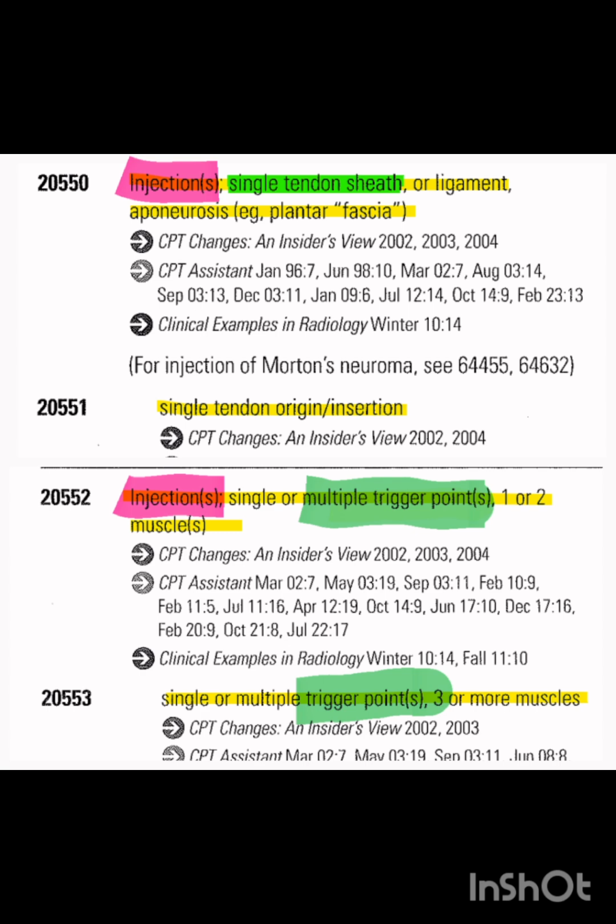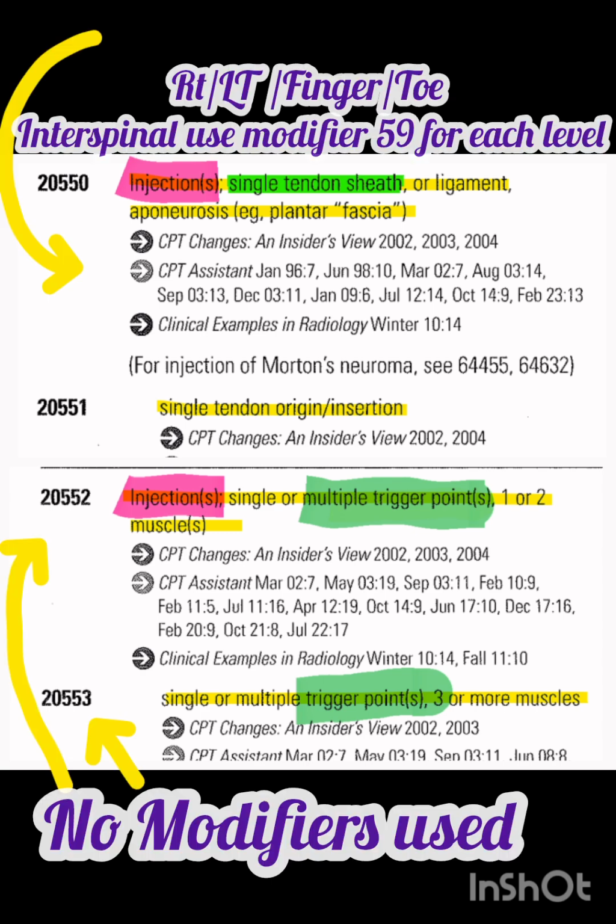So now, which one are we going to select for our trigger finger injection? I have already taught you that trigger finger is a condition of the tendon sheath. So of course we will go with CPT 20550, which is injection, single tendon sheath. The next one is also on a single tendon, but it is on the tendon, not the sheath. It is on the tendon's origin and tendon's insertion. On the other hand, trigger finger is on the tendon sheath. That is why 20550.